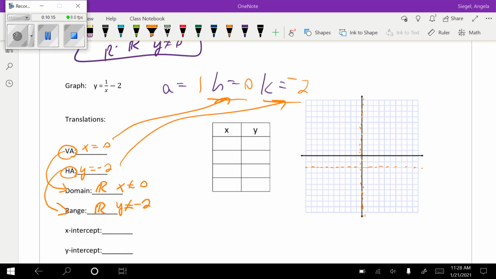So if you'll remember, our step 2 was to do 2 points to the left and 2 points to the right of the vertical asymptote. So again, our vertical asymptote is 0. So that is going to look like this. And so I'm going to take each of these and plug them into my function and see what I get.